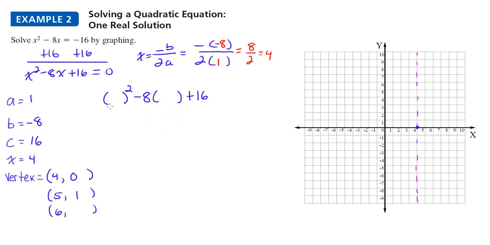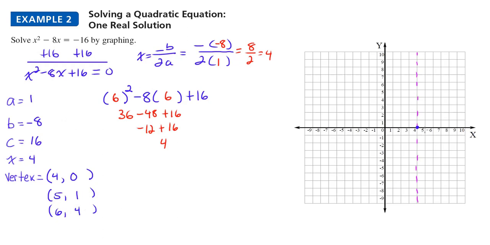And so now where x is 6, we're going to substitute a 6. 6 squared is 36. -8 times 6 is -48. Bring down the plus 16. 36 minus 48 is -12. And -12 plus 16 is 4. So where x is 6, y is 4.